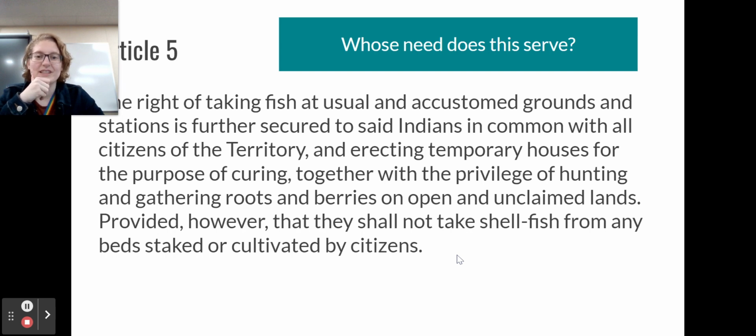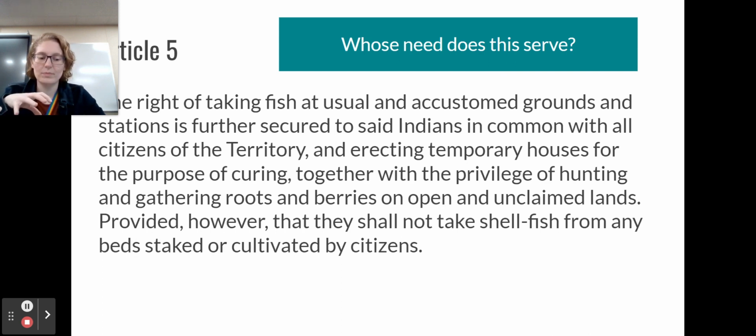I think this serves the needs of the Native people. And it's important to note that these rights were not given to the Native people. This is a sovereign right reserved by the Native people for the Native people. And that's important to make sure that we understand.